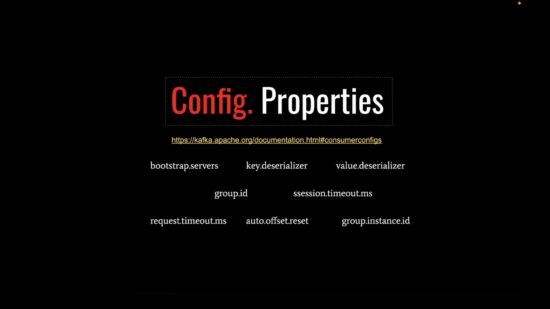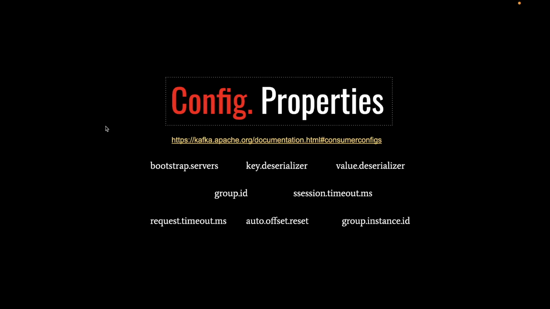Next we are going to look into the config properties of the consumer. Below is the Apache Kafka consumer documentation. From this documentation you will see a lot of properties, their explanations, and how to configure them. But for now, for example, we already know bootstrap server.